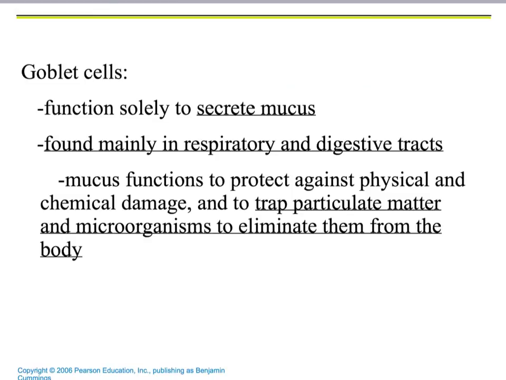Okay, goblet cells function solely to secrete mucus, and you'll find them in the respiratory and digestive tracts. These are important in that they help trap things that you breathe in or that get into your body when you eat different food, and the mucus helps trap them so that the body can deal with them.